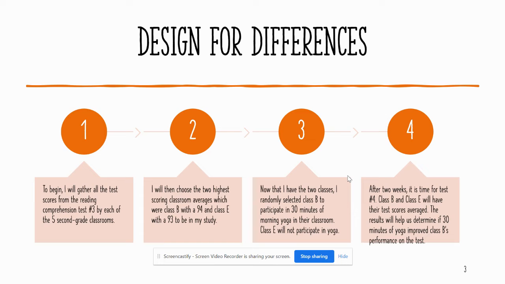After 2 weeks, it is time for test number 4. Class B and Class E will have their test scores averaged. The results will help us determine if 30 minutes of yoga improved Class B's performance on the test.